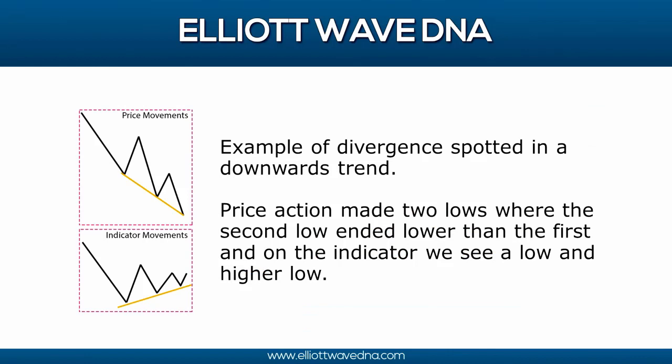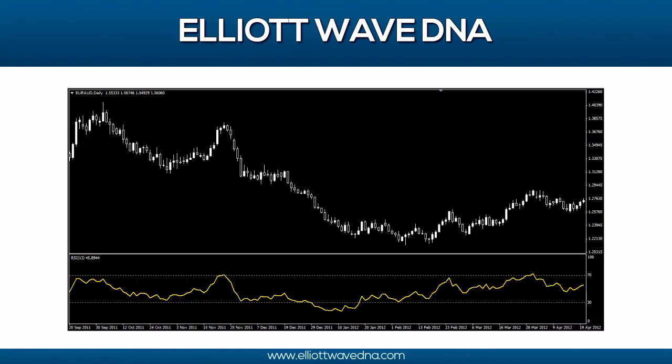Example of divergence spotted in a downward trend. Price action made two lows, where the second low ended lower than the first, and on the indicator we see a low and a higher low. Here is an example of that. For the RSI, we can see that Euro Aussie is pushing lower, and we see the two lows, where the second low is lower than the first. After that, on the RSI, we can see the low, but the second low is the higher low. And that's why we can call this a divergence.